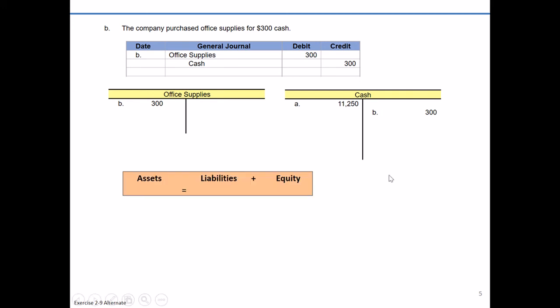Again, while not required, part of the problem, I just want to prove out that the accounting equation stays in balance. One asset, office supplies, is increased by $300, and that's equally balanced by another asset, cash, being decreased for $300. So it basically crosses itself out on the asset side and then has no impact on our right side. So therefore, our accounting equation is going to stay in balance.